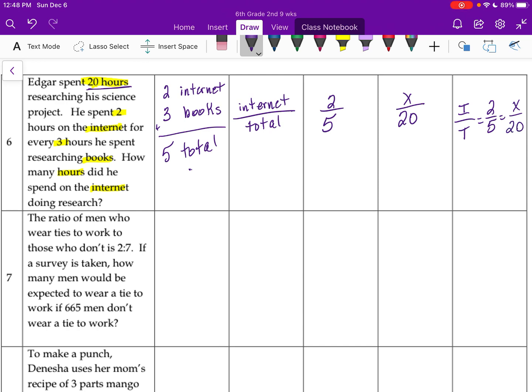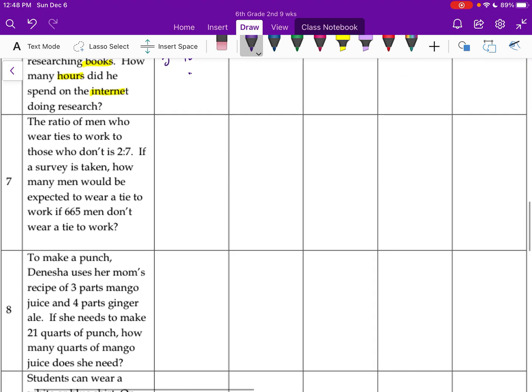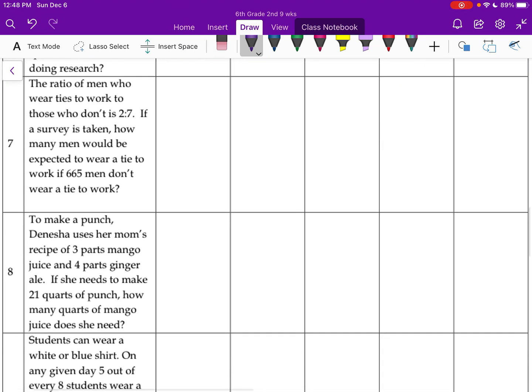Okay. All right, so once again, pause the video, try number 7 by yourself. All right, so we have men who wear ties to those who don't. The survey is taken. How many men would be expected to wear a tie if 665 don't? Okay, so we have wear to don't. So 2 wear a tie and 7 don't. So that's a part to part. So wear would be 2, don't would be 7. And so our total would be, that's right, it would be 9. We'll put those together.